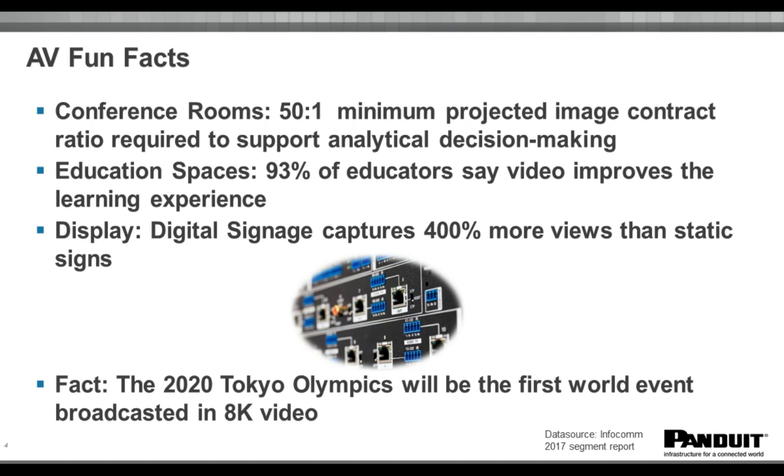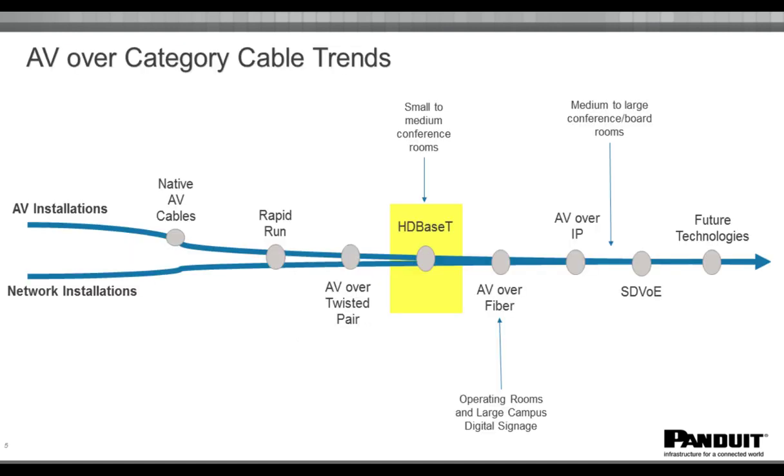And one really fun fact is the 2020 Tokyo Olympics is going to be broadcasted in 8K video. It'll be the first world event to do this. And so it's going to be really fun to watch all the AV manufacturers scramble to come up with 8K products to be able to support this broadcast transmission. So that'll really be fun to watch in years to come. We probably will see a lot of AV manufacturers start to debut 8K products this year at InfoComm and next year.